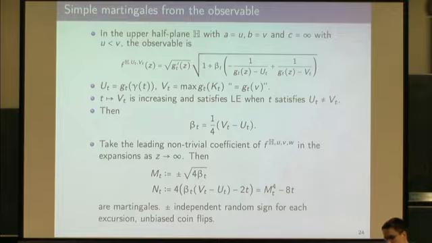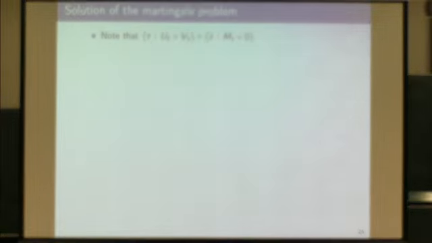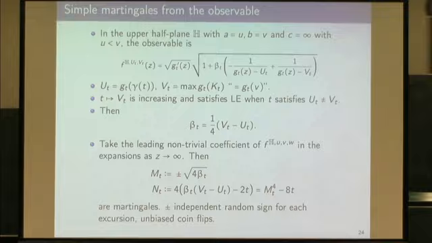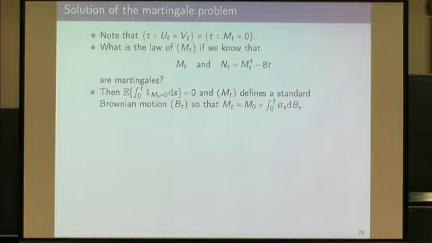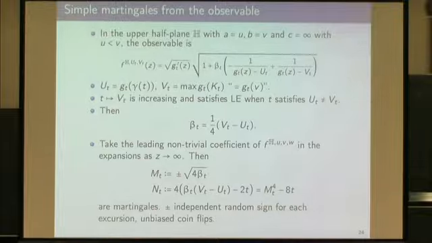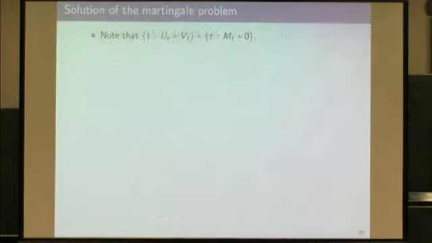So there are sort of infinitely many branchings happening. Actually here these are independent for each excursion and unbiased. So now we have a sort of martingale problem. First of all, we note that the M_t is 0 whenever U_t is equal to V_t, and then we note that those are the times where we have less control of what happens to V_t.